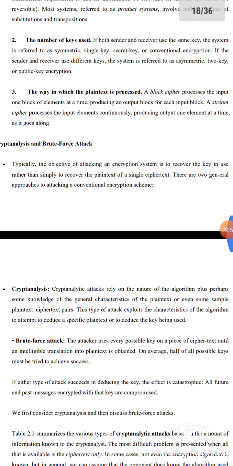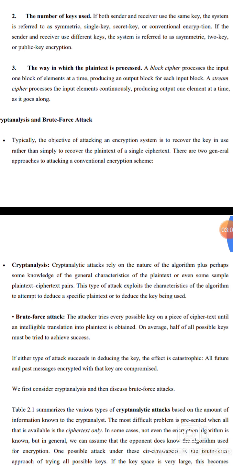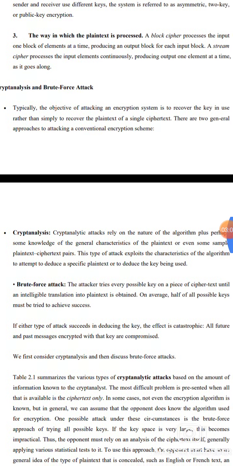Third, the way in which the plain text is processed. A block cipher processes the input one block of elements at a time, producing an output block for each input block. A stream cipher processes the input elements continuously, producing output one element at a time.